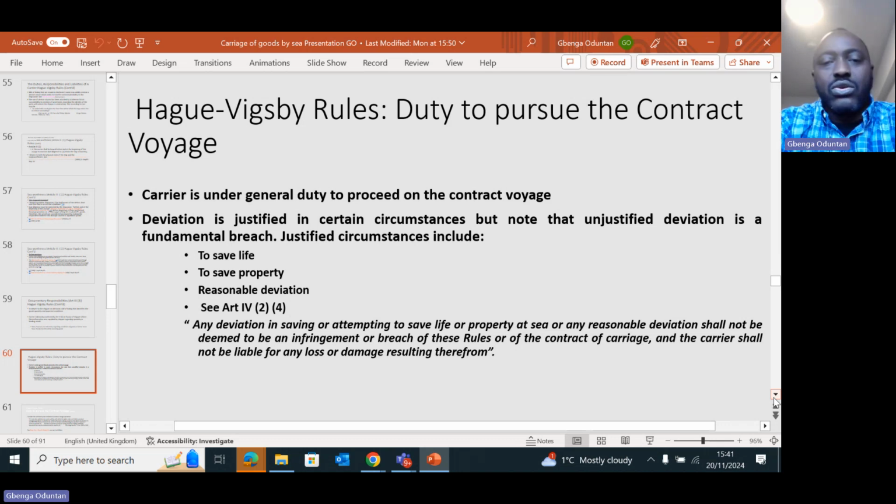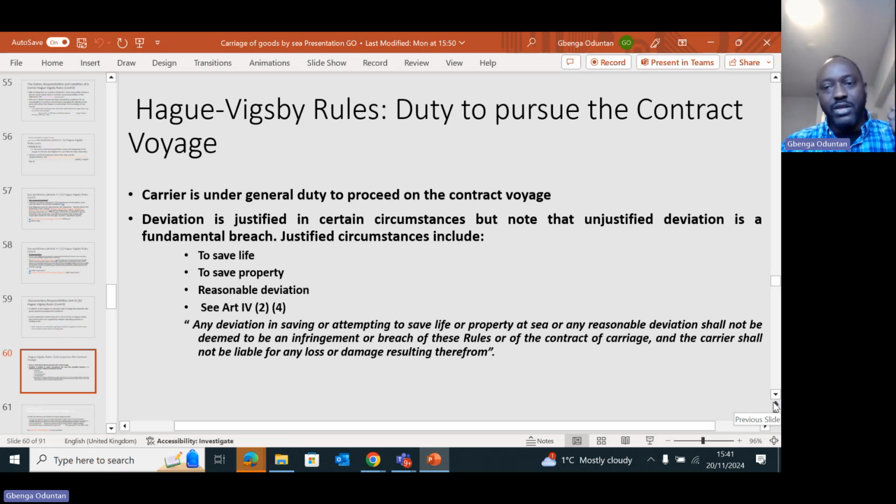There are other duties to talk about. Let's talk about the duty to pursue the voyage in a direct manner. That's a duty under the Hague-Visby rules. So the Hague-Visby rule says that carriers, that ship owners, ship operators must proceed on the contract voyage expeditiously, reasonably, and competently. Deviation is not allowed. You don't carry people's goods away from the route that has been determined.